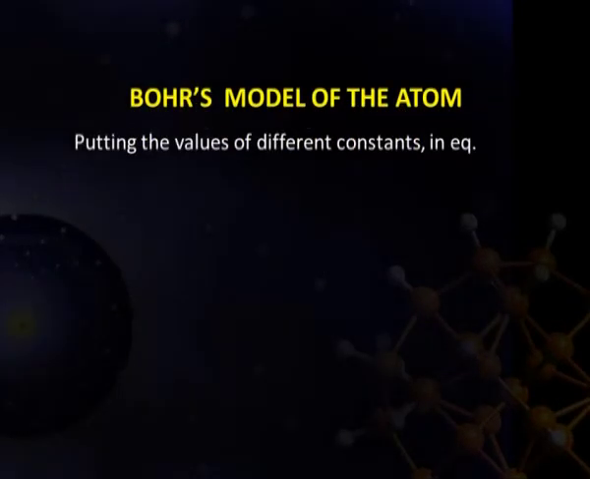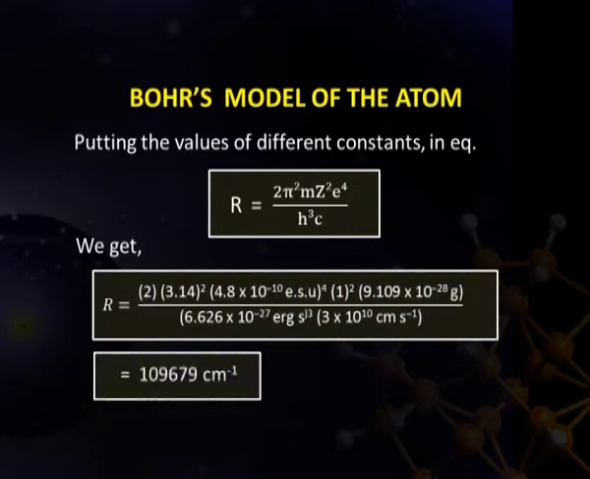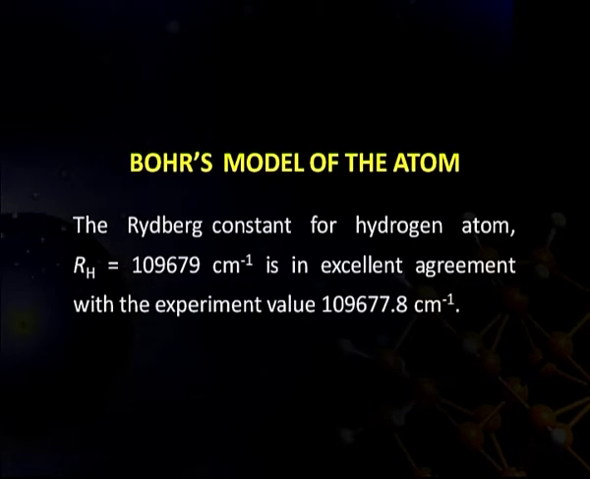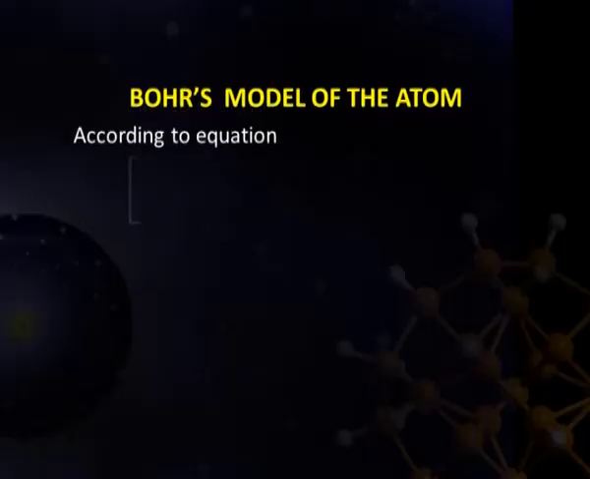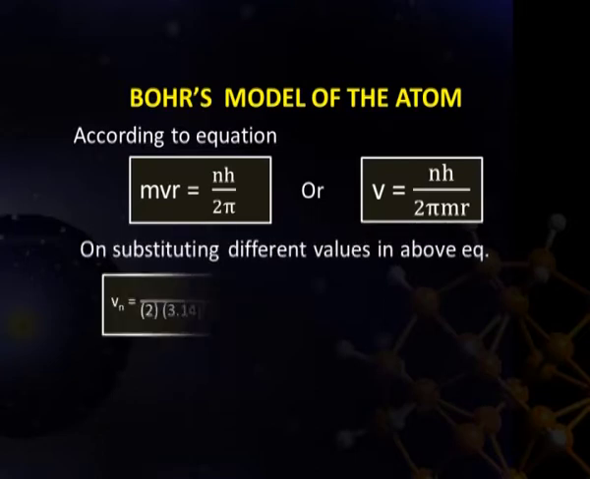By putting the values of different constants in this equation, we can get the Rydberg constant equivalent to 109,679 centimeter inverse. The Rydberg constant for hydrogen atom RH is equal to 109,679 centimeter inverse, which is in excellent agreement with the experimental value 109,677.8 centimeter inverse. Velocity of electron in various orbits of hydrogen atom may be calculated likewise. According to the equation mvr is equal to nh upon 2 pi, or v is equal to nh upon 2 pi mr, we can get the value of Vn by putting these values.